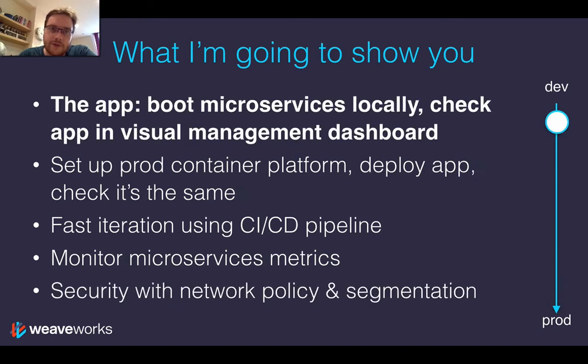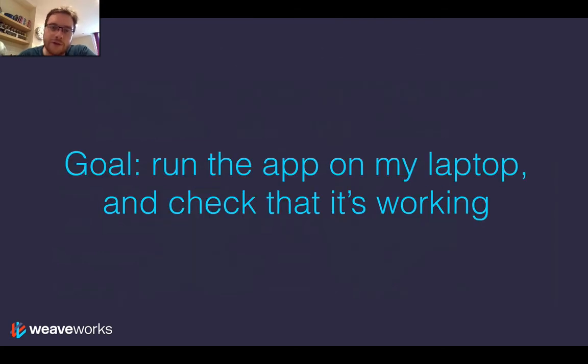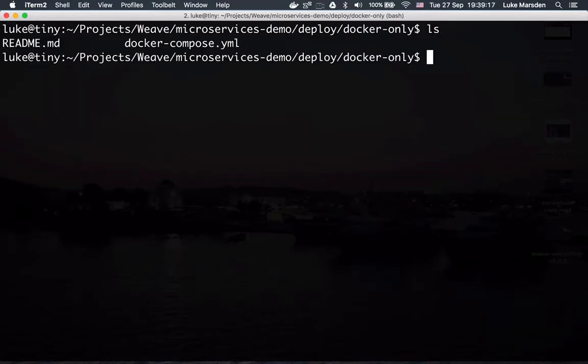So let's get started. First, I'm going to deploy the app locally on my laptop. In order to do that, I'm going to use Docker in combination with Docker Compose and Weave Scope plugged into Weave Cloud. The goal for this section is that we run the app on my laptop and just check that it's working. I've got it checked out here.